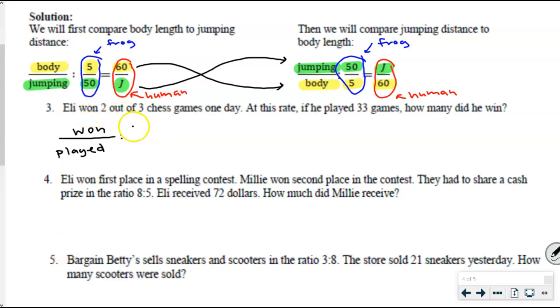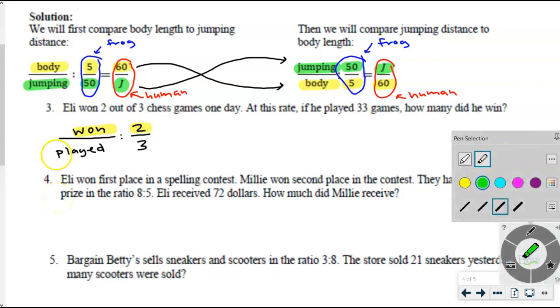So he won 2, he played 3. Here's my 1. Here's the played in a different color. Now, this is not an equation yet. We need to know what it is equal to. The question is asking if he played 33 games. So if he played 33 games total, the number of games played is 33.